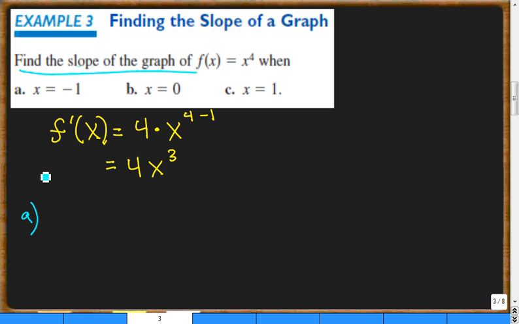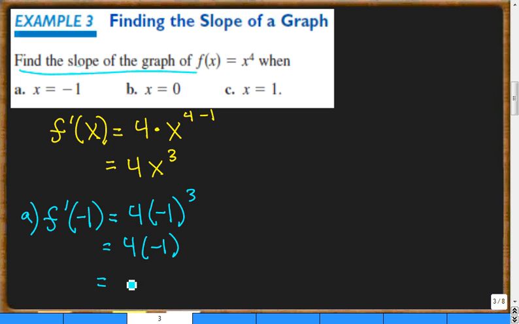So for part A, to find the slope of the graph at these points, we need to plug in a number into f prime. So we're going to get f prime of negative 1, and this is going to be 4 times negative 1 cubed, which is going to be 4 times negative 1, because negative 1 cubed is negative 1, which is going to be negative 4. So the slope of our graph at negative 1 is negative 4. So we just use our derivative there.